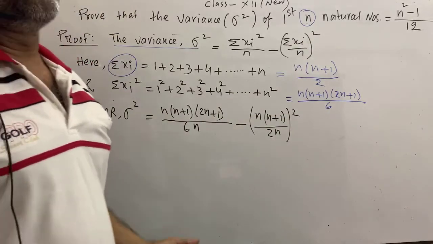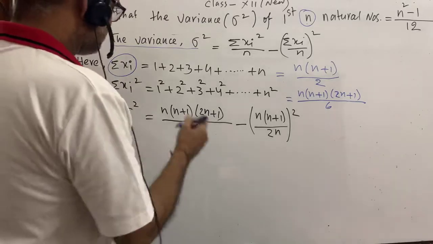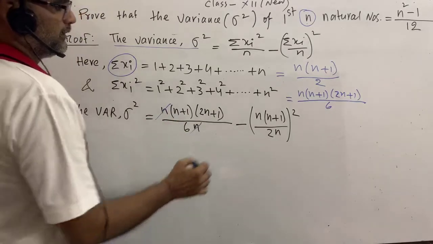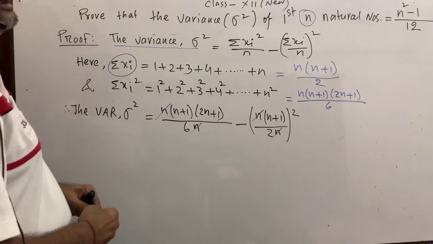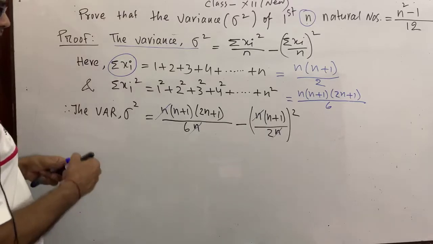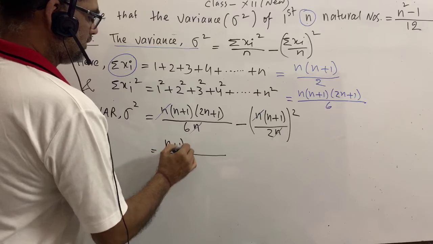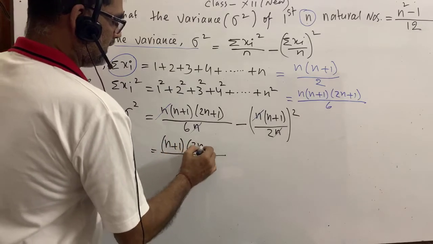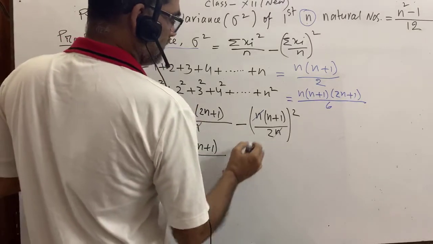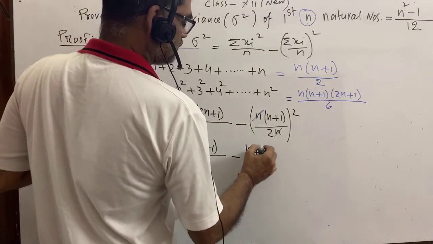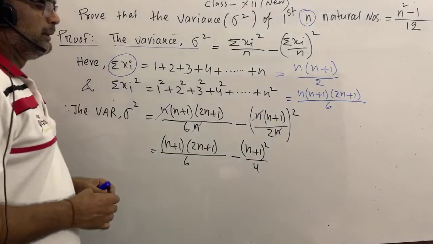Now what is to be done, you understand? You have to calculate by cancelling n. We can cancel this n. So what is left? We are left with n plus 1 into 2n plus 1 by 6 minus n plus 1 whole square by 4.